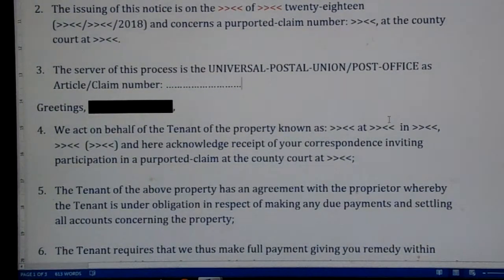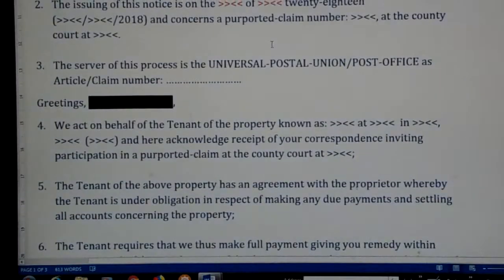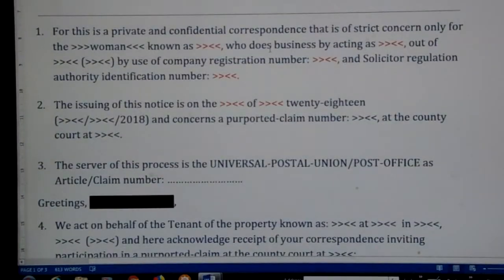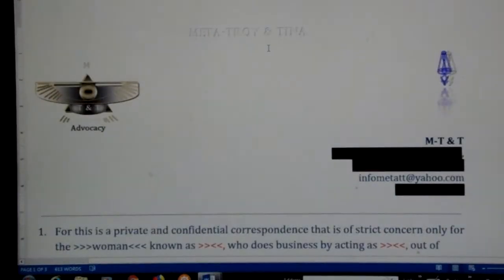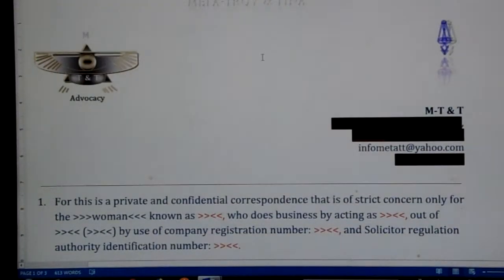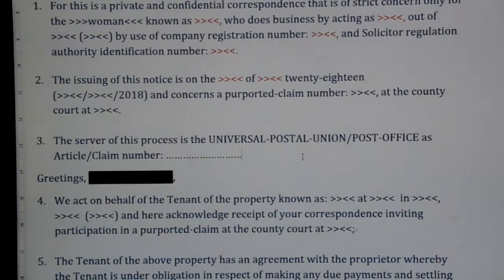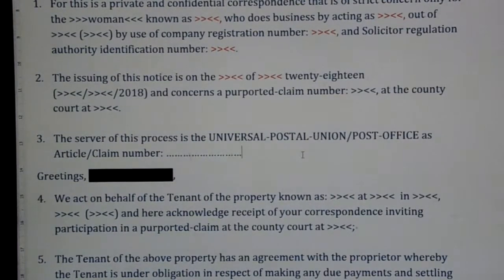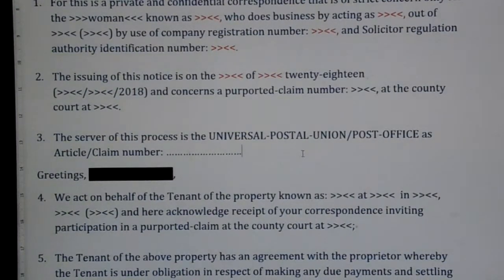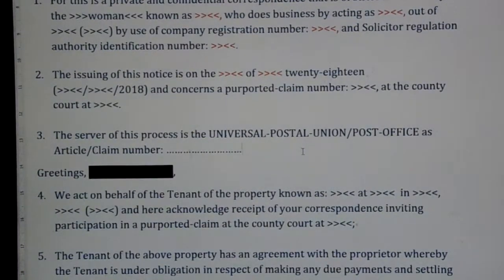Right. Conditional acceptance. The way we serve process is we use the post office right now. But eventually we'll start using process servers. So we'll go to the venue, hire one of their people in their gray suit and get them to serve it. But the post office is a recognized process server. There's only 3 ways you can serve process. Number 1, using the post office. Special delivery, record it, get a number for it.